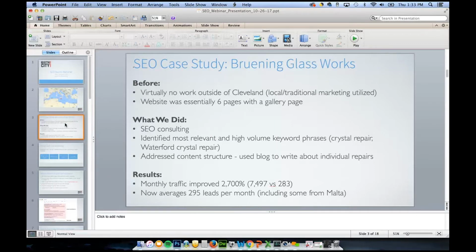You can look at the results. This is on a monthly basis, and this is the comparison over the course of about 5 or 6 years, but it's telling. When we started working with them, 283 visits a month, to now somewhere just under 7,500 visits, and this is just looking at last month's metrics. And then from an overall standpoint, this year, they really got no response from their online website before working with us. And now the website averages somewhere around 295 leads per month, which is incredible.